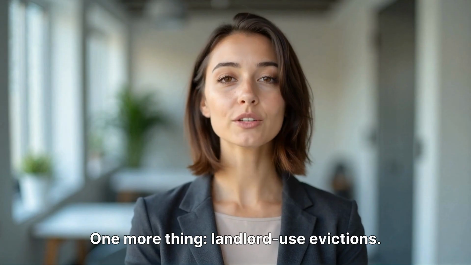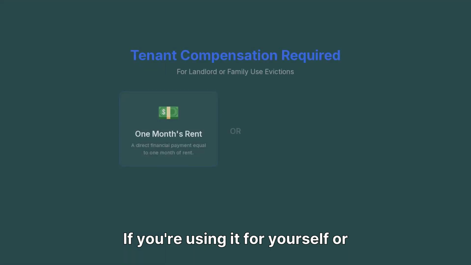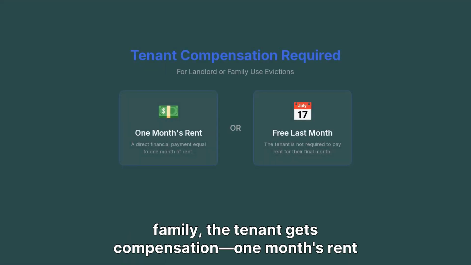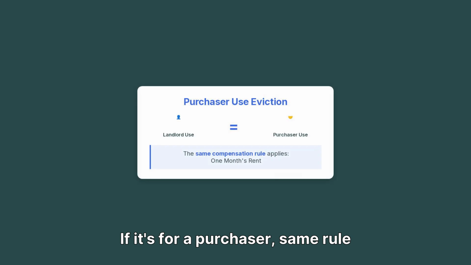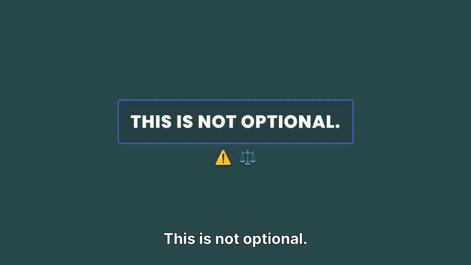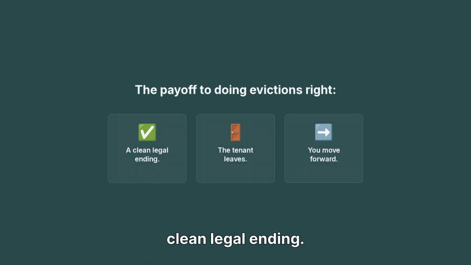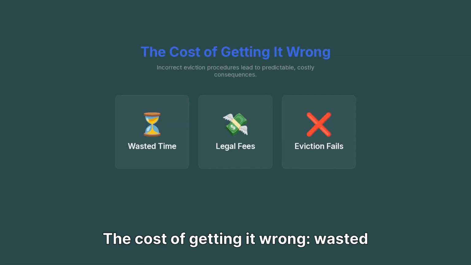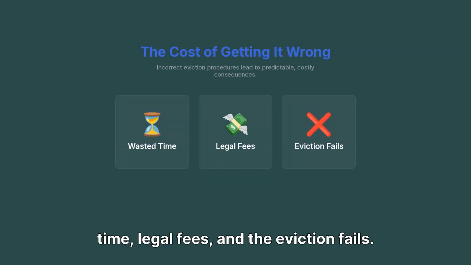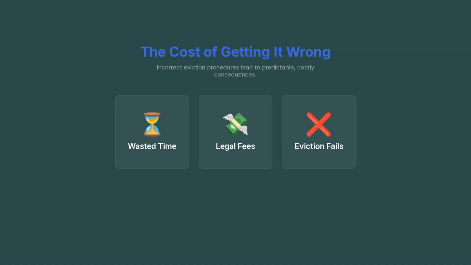One more thing, landlord use evictions. If you're using it for yourself or family, the tenant gets compensation, 1 month's rent or free last month. If it's for a purchaser, same rule applies. This is not optional. The payoff to doing evictions right: a clean legal ending. The tenant leaves. You move forward. The cost of getting it wrong: wasted time, legal fees, and the eviction fails.